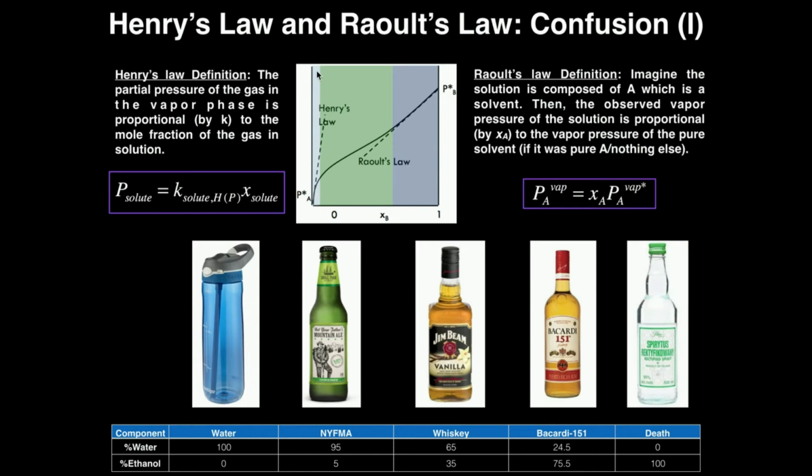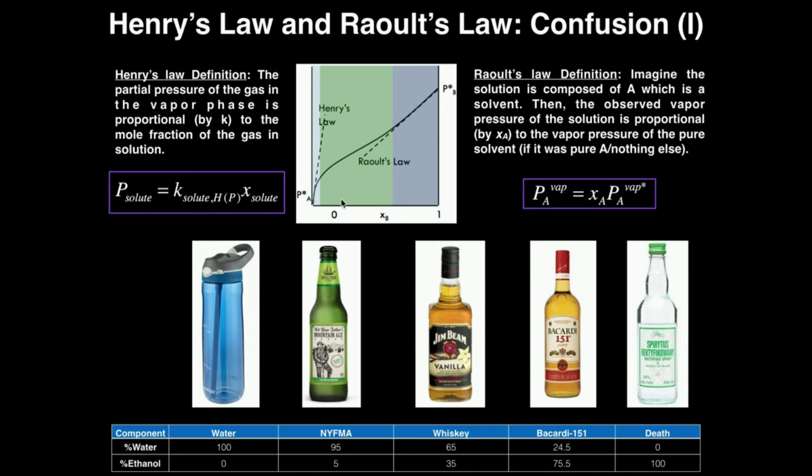We're in this light blue region, so we're probably under Henry's law's control. Okay? So this would probably at least satisfy the Henry's law component of the ideal dilute solution definition. Now let's increase the ethanol percentage quite a bit. We're going to go up to Jim Beam vanilla whiskey, 35% ethanol, 65% water.